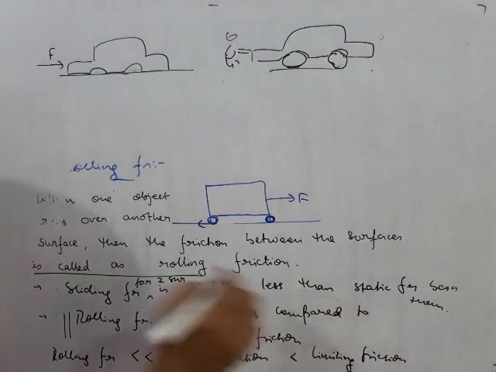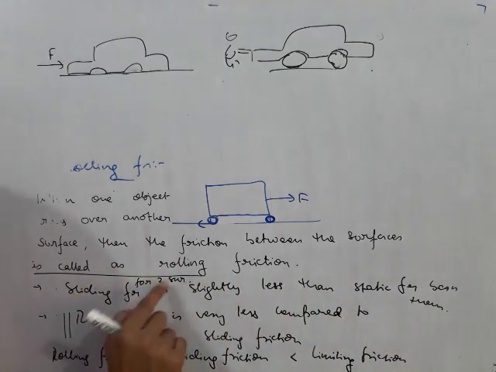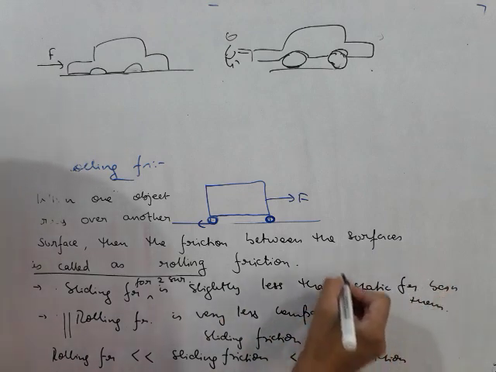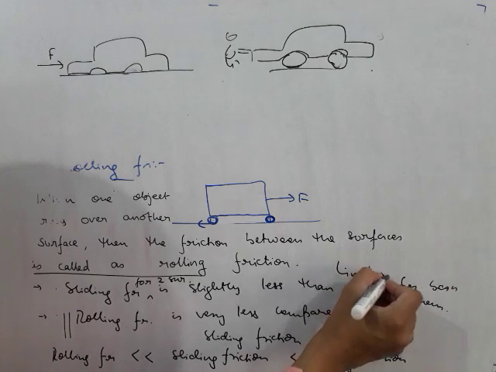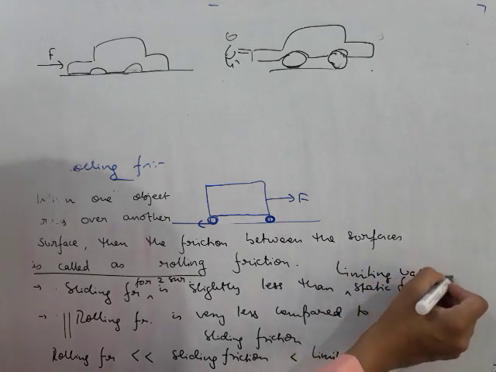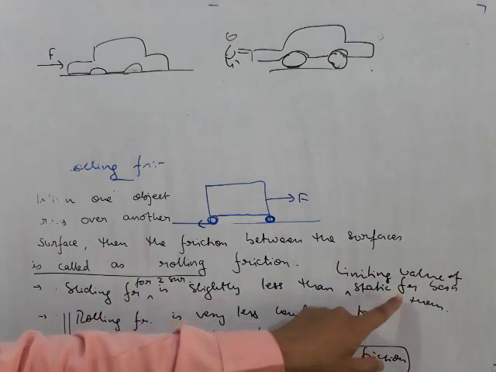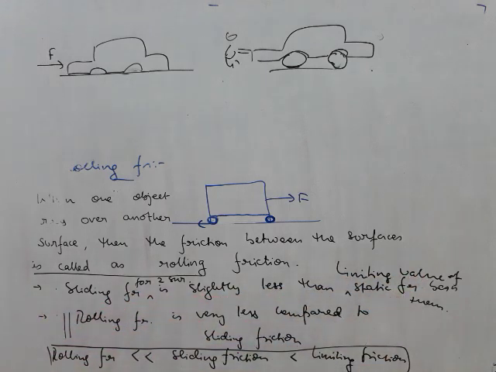Here also I should rectify my statement. Saying the sliding friction for two surfaces is slightly less than static friction between them is not correct. It is less than the limiting or maximum value of static friction between them. So you should remember this. Rolling friction is very small compared to sliding friction or kinetic friction, and that kinetic or sliding friction is slightly less than the limiting value of static friction, which we also call limiting friction.